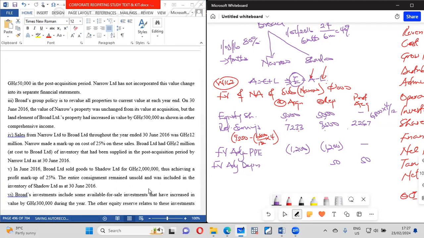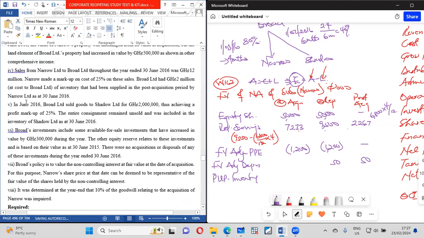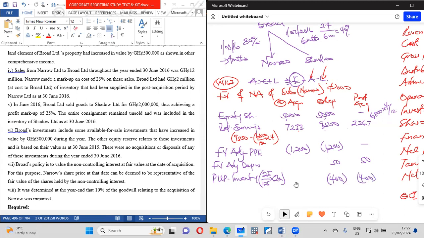Of course, I also saw a PUP with the subsidiary selling. So the PUP inventory. Yes, Narrow selling. So if Narrow is the one that sold, and we saw that it is a margin, we had to convert it. How many were still in stock at the date? 2 million. So basically that is that, and that gives me 400,000. So it's a PUP, 400,000 PUP. So basically that is that.